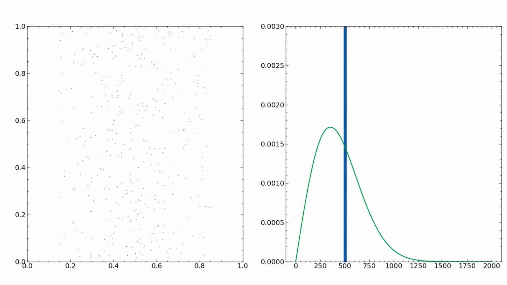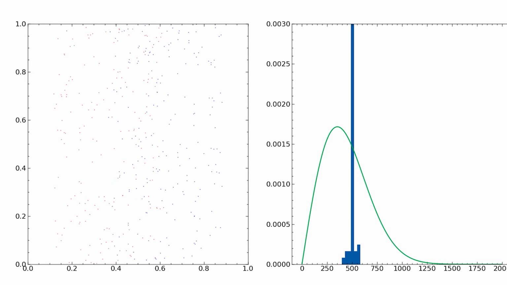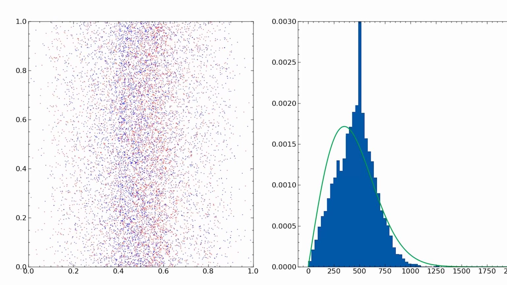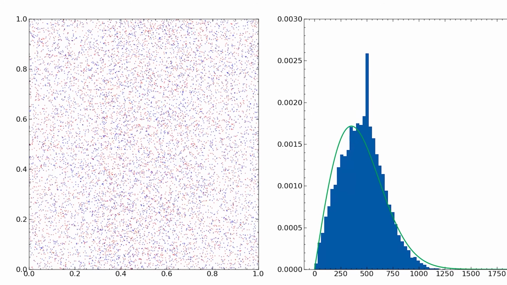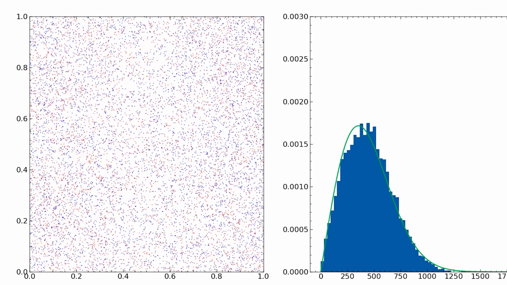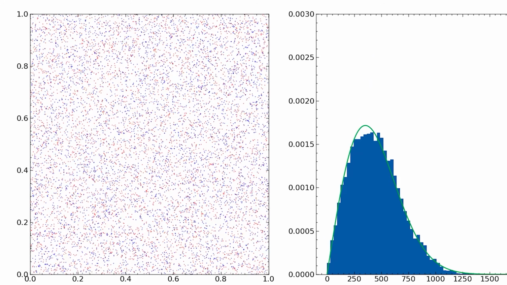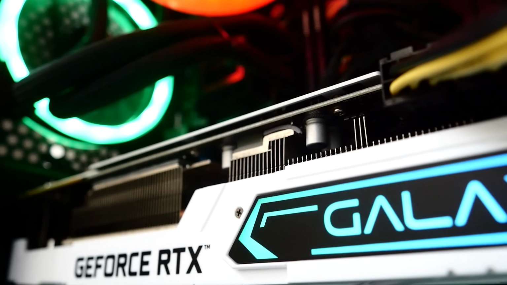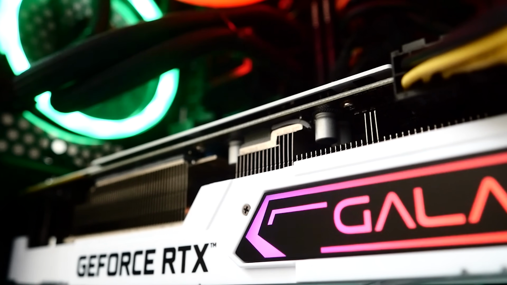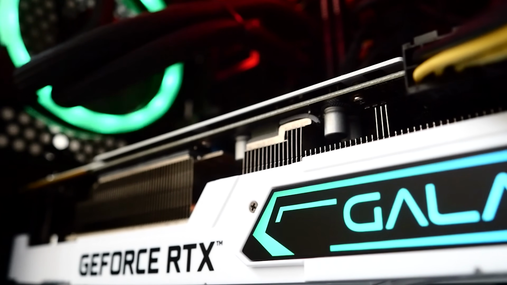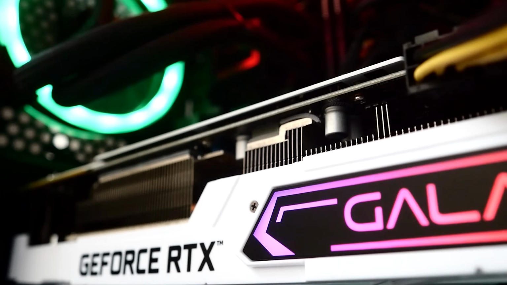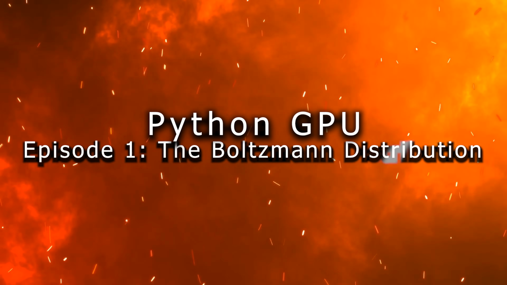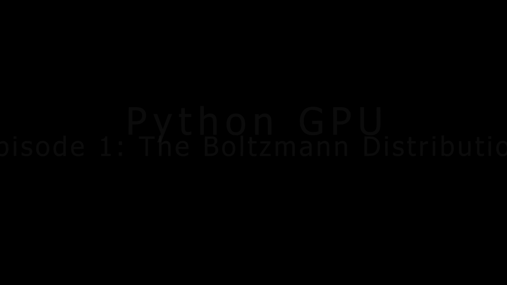With the right tools, you can take a simulation of 400 particles and turn it into a simulation of 10,000 particles, but at no extra time cost. The secret, of course, is proper utilization of computer hardware, and more specifically, the GPU, which most people have access to these days. Welcome to the first episode of the GPU Accelerated Python series, the Boltzmann distribution.